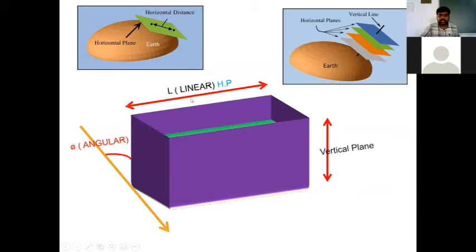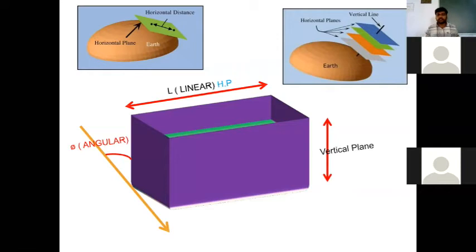So what are these 3 values? One is horizontal plane measurement, vertical plane measurement, and angular measurement. Having these 3 values, we are able to determine the relative position of a point, which comes above or below the surface of the earth. So this is how we define the exact meaning of surveying in civil engineering.